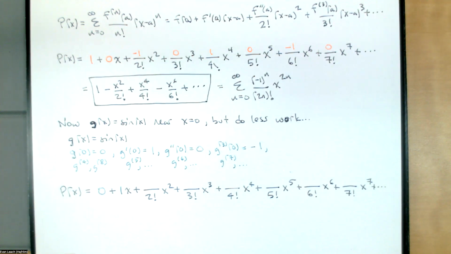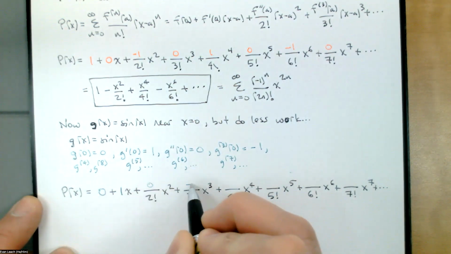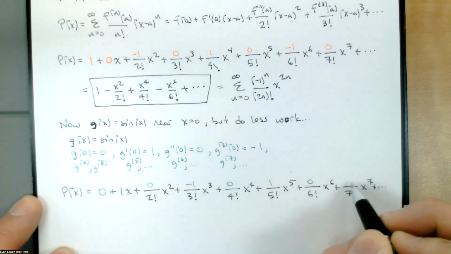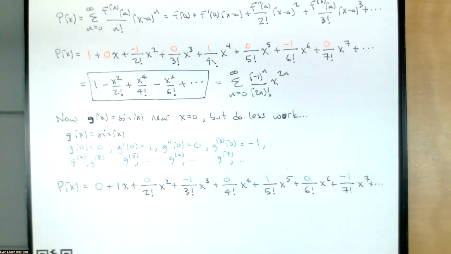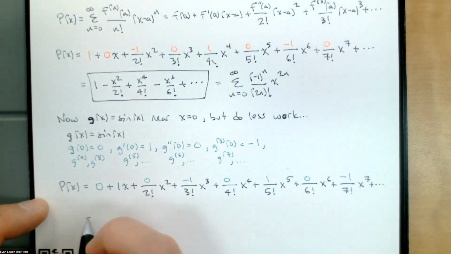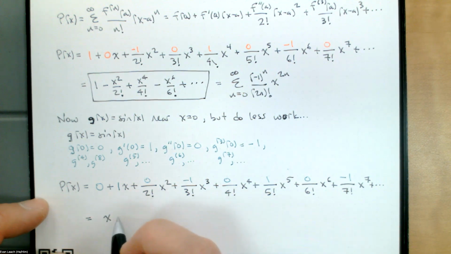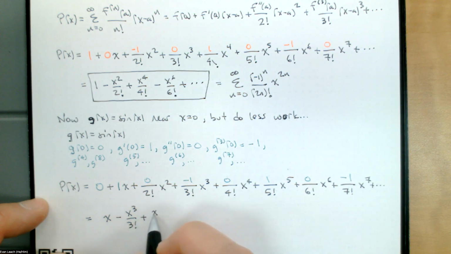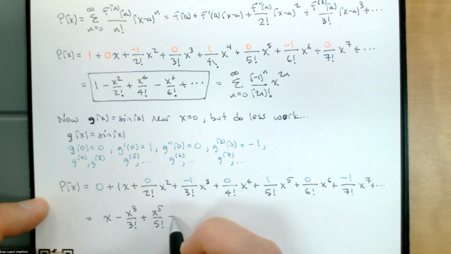So we get this structure from Taylor's formula, x to the n over n factorial. The numerators come from the derivatives, and that's just going to follow the pattern: 0, 1, 0, negative 1, 0, 1, 0, negative 1. And so we get our first four non-zero terms for sine of x: x minus x cubed over 3 factorial plus x to the fifth over 5 factorial minus x to the seventh over 7 factorial, and so on.